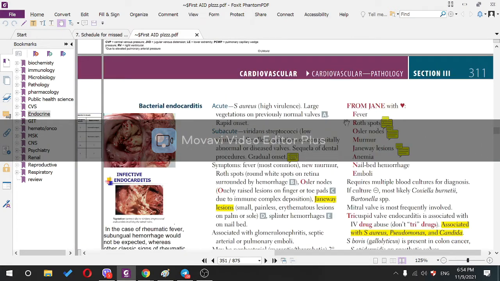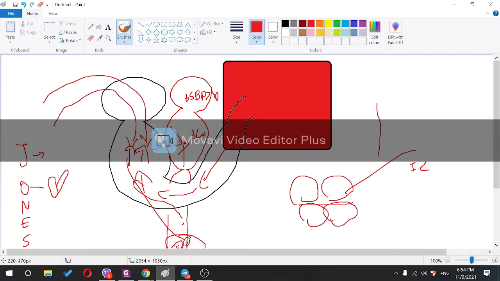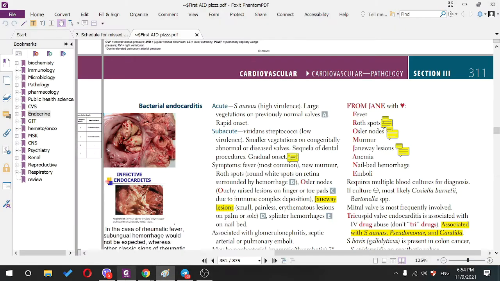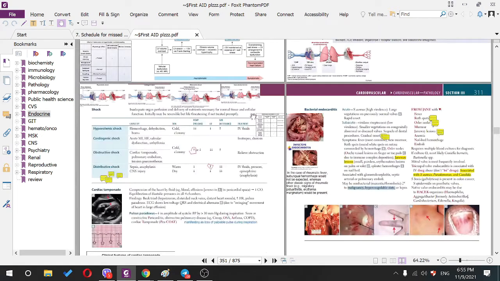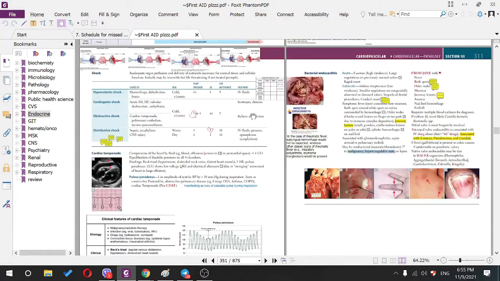This one is Janeway for love. This is for bacterial endocarditis. So yeah, keep it here for a second. Stay here, Jones. For Jane is different. Bacterial endocarditis is not rheumatic fever. It's what I just told you guys. Do not make that mistake.